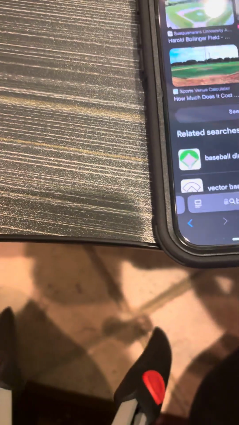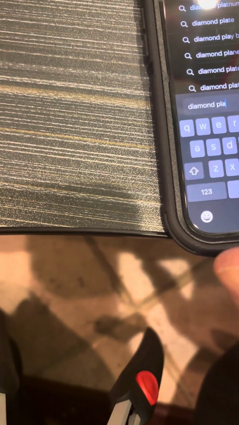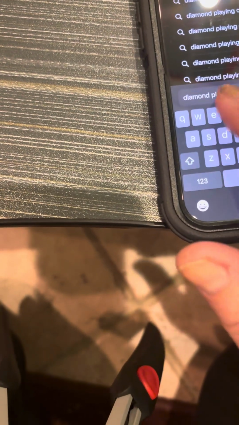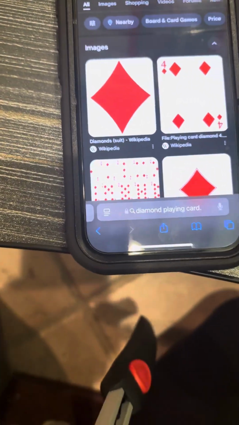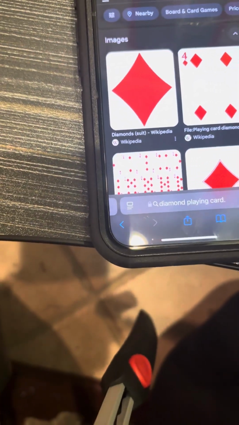And then we have cards, the diamond on the face of a playing card. There you have a diamond. 4 sides the same, but they're not a square. And that's the only ones I thought of.